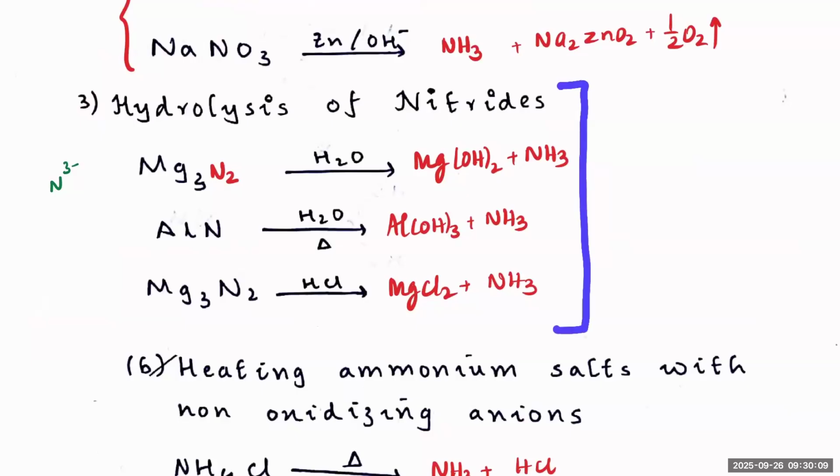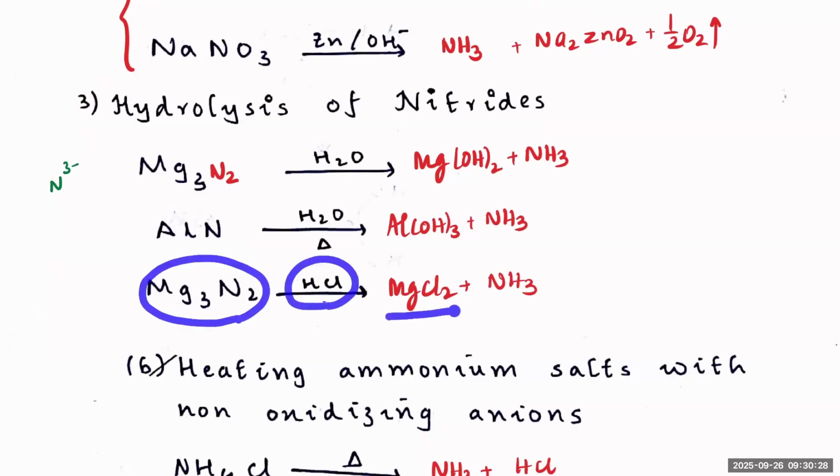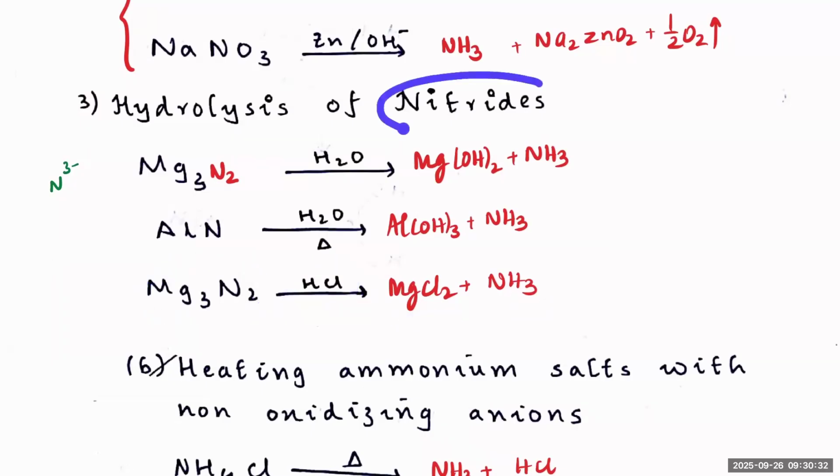Hydrolysis of nitride, if you notice, Mg3N2 with H2O will form magnesium hydroxide and ammonia. Same way, aluminum nitride on hydrolysis will become aluminum hydroxide and ammonia. Magnesium nitride with HCl will also become MgCl2 and ammonia. So you can see these are all the nitrides.